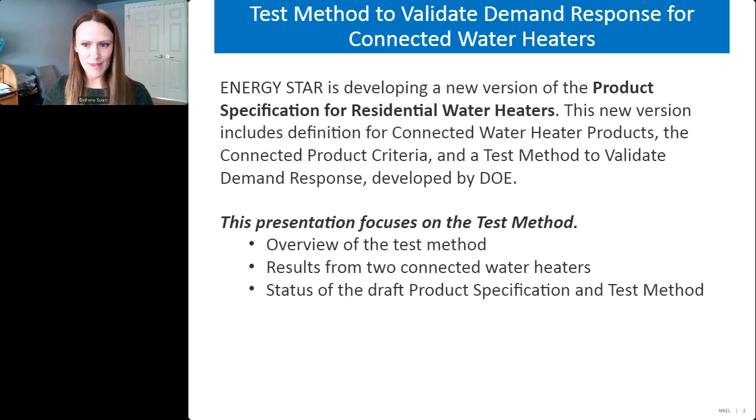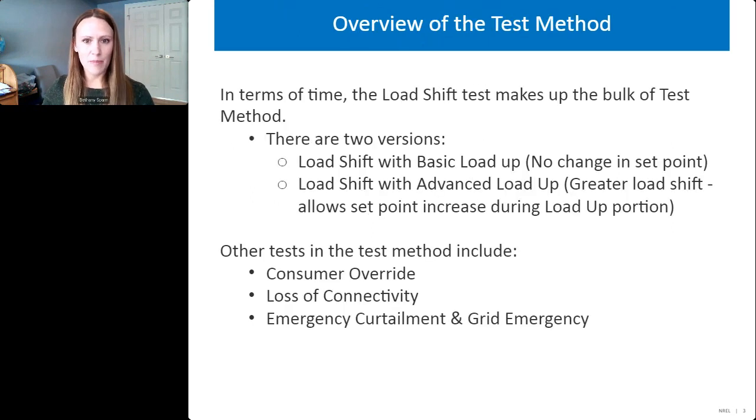So. Okay, with that, a big picture overview of the test method. It includes several different tests, but the bulk of the test is this load shift test. And there are two different versions. There's load shift with basic load up, where there's no change in the set point allowed, and then load shift with advanced load up, where a set point increase is allowed during the load up portion. There's a few other shorter tests: consumer override, loss of connectivity, emergency curtailment, and grid emergency. And we will talk about those a little bit later.